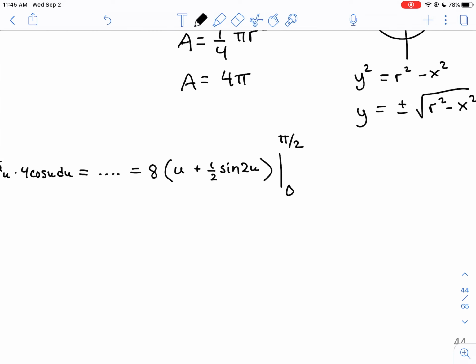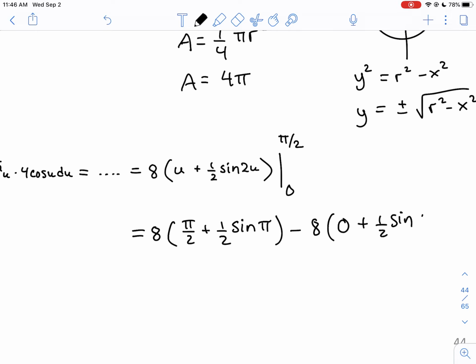And when we do that, what do we get? 8 times, plug in pi halves for u, so pi halves plus 1/2 of the sine, and then double pi halves is pi, so sine of pi, minus 8 times, and then plug in 0 for all the u's, 1/2 of the sine of double 0 is 0.